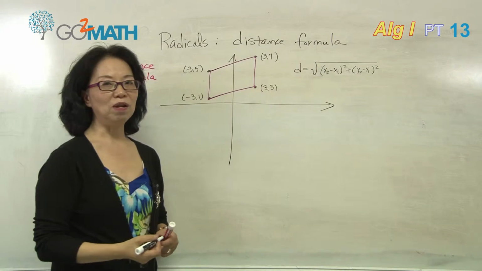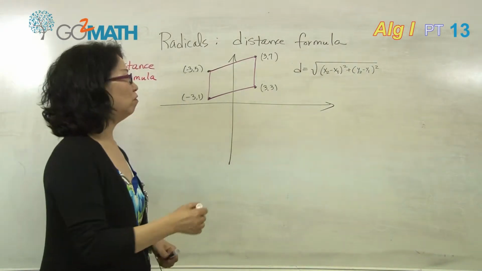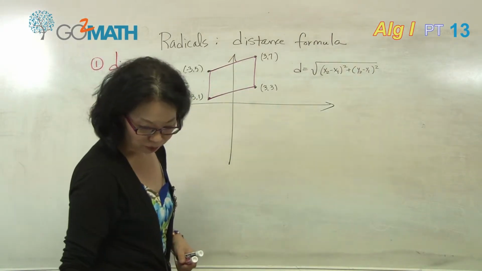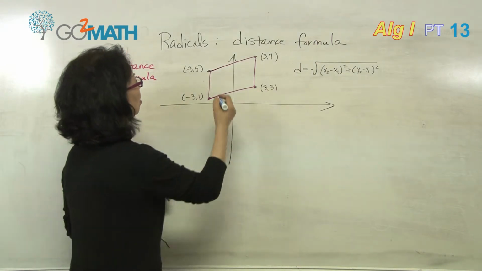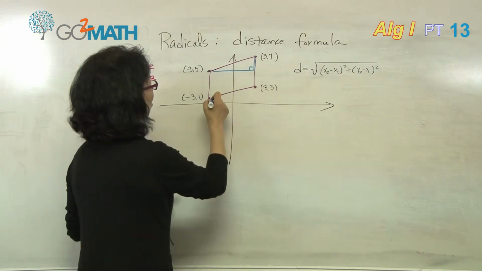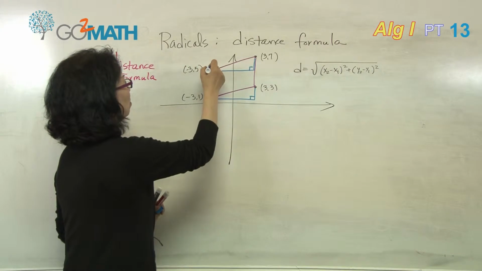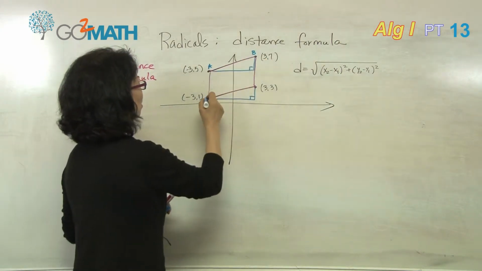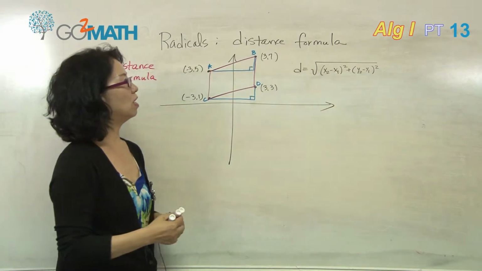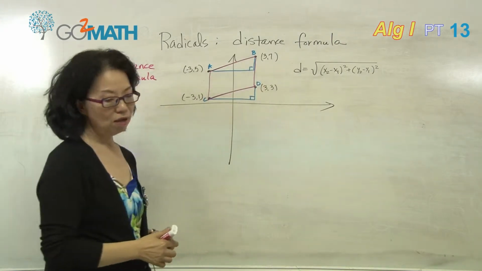Okay, apply the formula. The question is: find the perimeter of this parallelogram. So you have four sides all around, right? To get the perimeter of this parallelogram, I will apply a right triangle. And here is another right triangle. Then I will get side AB first. Side AB and side CD are the same. So how can I get side AB? Use this formula because I have two points, A and B.